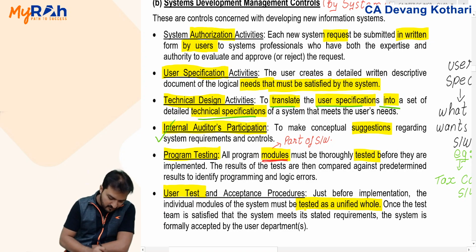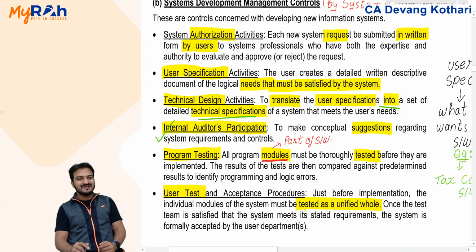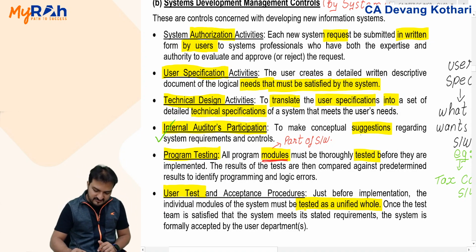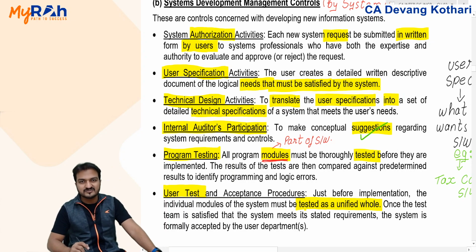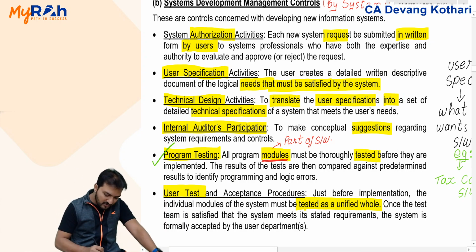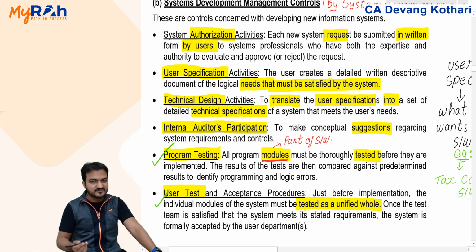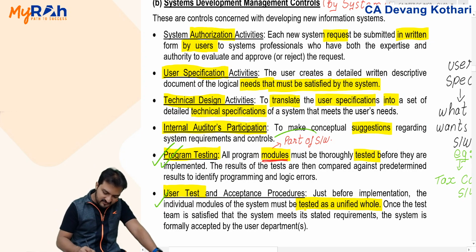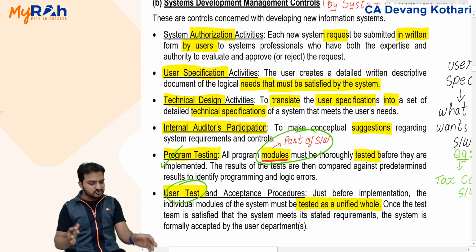Internal auditors' participation. Well, the system analyst will also take suggestions from the internal auditor, because he will better know what all mistakes are possible to happen. Program testing, user testing is basically testing the software. Program testing was a testing part of the software. User testing was testing the whole software unified.